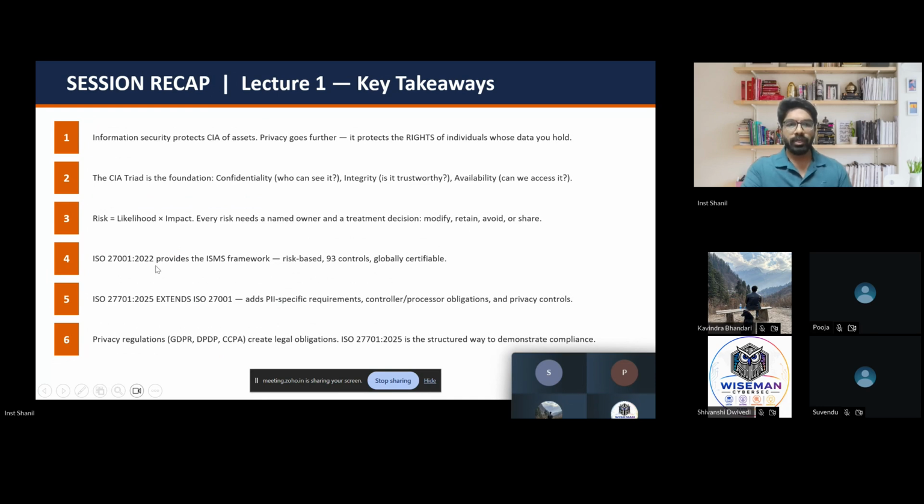ISO 27001 talks about the information security framework. It is risk-based, having 93 controls and certifiable globally. ISO 27701 is an extension to ISO 27001, which adds privacy-related requirements, data controller and data processor obligations, and privacy controls. Then privacy regulations: we have talked about GDPR, DPDP, and CCPA, how they create legal obligations for data owners, and how ISO 27701 is structured to demonstrate compliance.